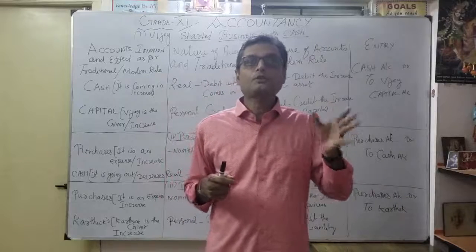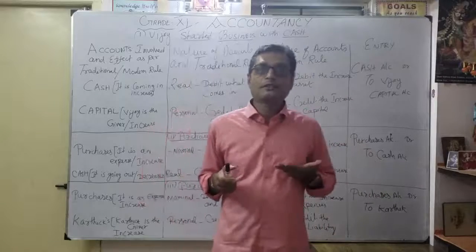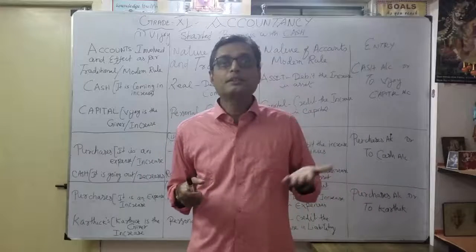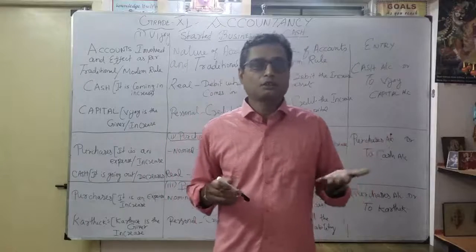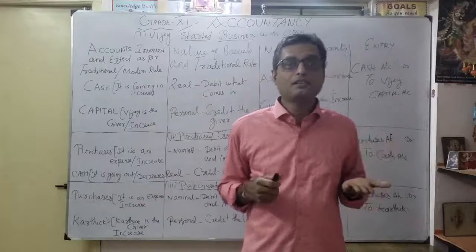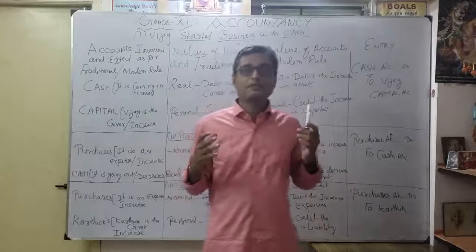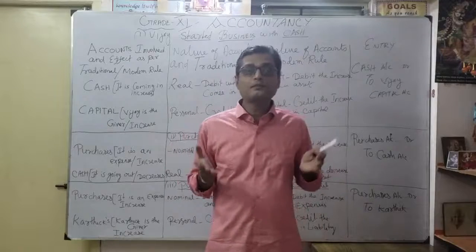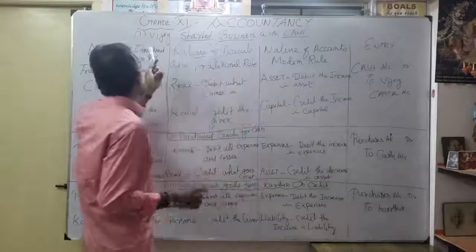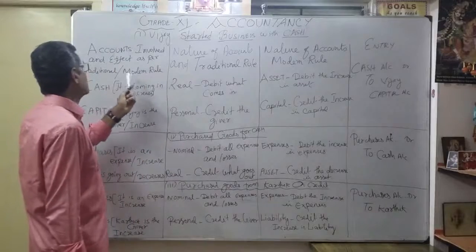Based upon this, you form the journal entries with the help of the rules. What is the personal account rule? Debit the receiver, credit the giver. As a real account, debit what comes in, credit what goes out. Finally, as a nominal account, debit all expenses and losses, credit all income and gain. In this video, we will compare the modern approach and the traditional approach, and see the accounts involved and the effects as per the traditional and modern rule.